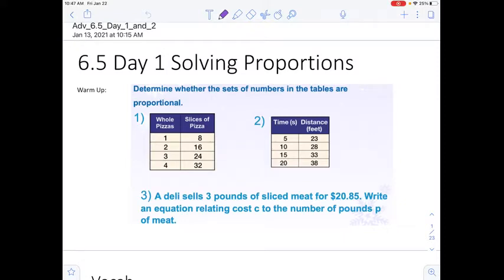Lesson 6.5 is split into 2 days. So day 1, we're going to talk about solving proportions. There are 3 warm-up problems here. I just want you to try the first 2 on your own. Then we'll go through them together and start on the lesson.